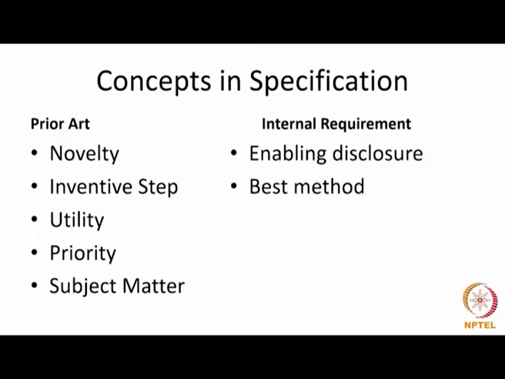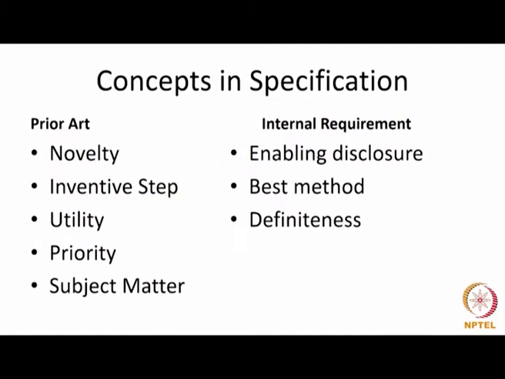Section 10 requires the disclosure of the best method. The best method of working the invention has to be disclosed. Again, it is an internal requirement. Enabling disclosure is also an internal requirement. If the disclosure in the specification is not enabling, that can be a ground for revocation. Similarly, if the best method is not disclosed, it could again be a ground for revoking the patent.